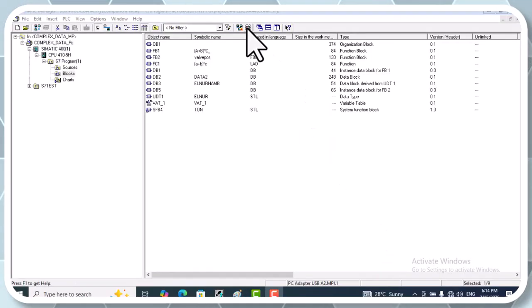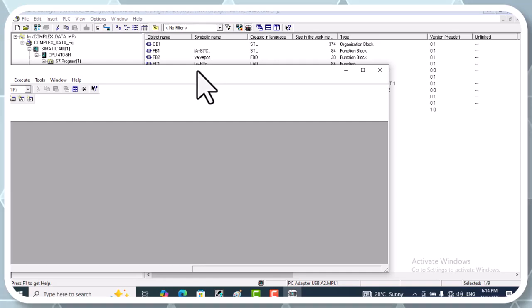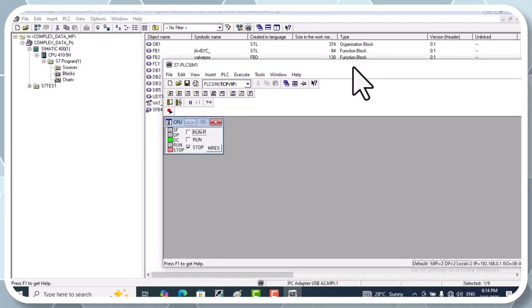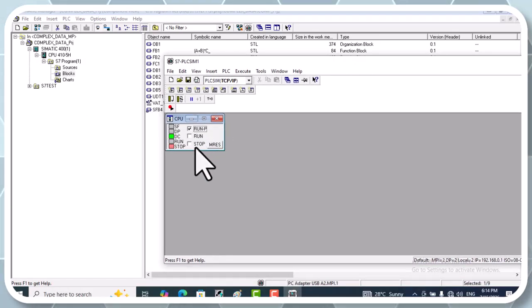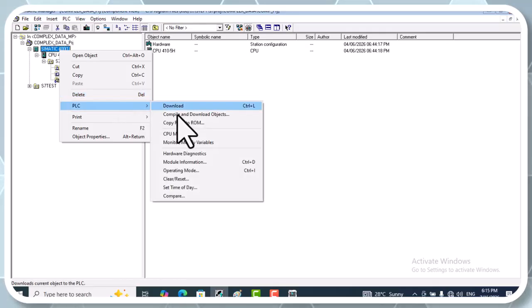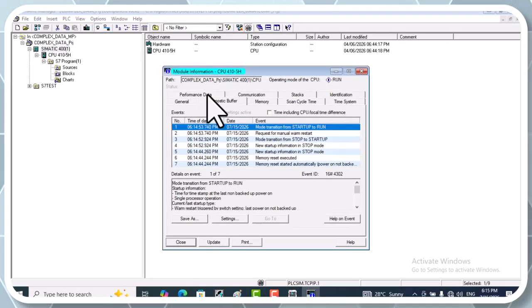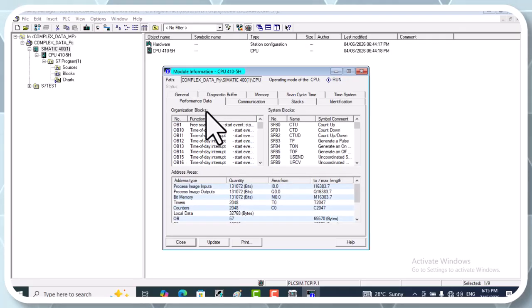So now let's start our simulator. And what we have here, let's run it. And now I want to get information about our PLC. And here we have OB blocks. We will use some of them in our programs.